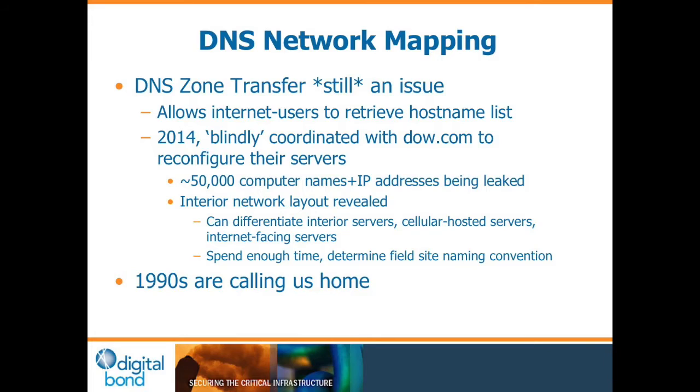DNS has this funny record type called the zone transfer record. If you ask a DNS server very nicely for its zone file, some DNS servers are misconfigured and they'll actually return a list of all of the hosts on your network. So in 2014, we kind of blindly coordinated with Dow Chemical. They're a small company. You might have heard of them. We looked at their DNS server from the internet and tried to do a zone transfer against it. This has been fixed, so I'm not saying anything horrible. But they leaked 50,000 IP addresses, most of which were on their internal network.